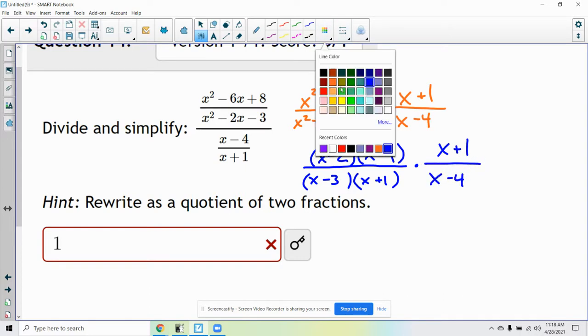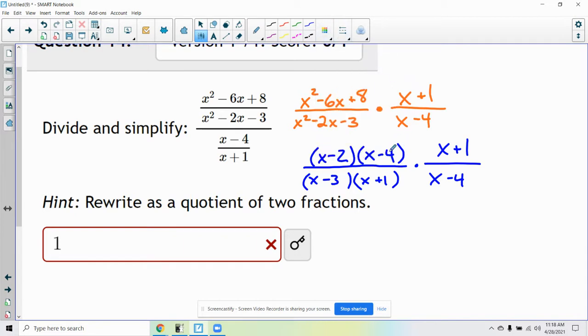Now just cross out anything that's in common on the top and on the bottom. X minus 4 crosses out with x minus 4. X plus 1 crosses out with x plus 1. And look what I have left. That's it. X minus 2 over x minus 3.